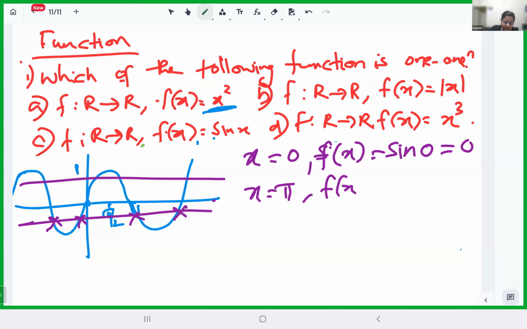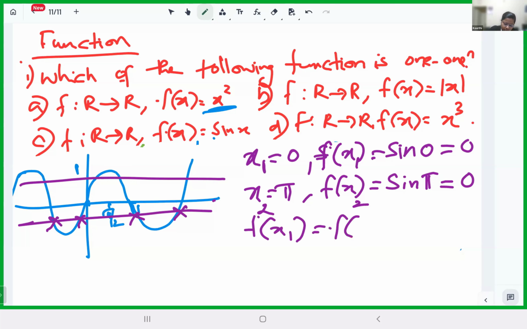f of x is equal to nothing but sin pi. Sin pi is also 0. Here you can say that let this be x1 and this be x2. So we have taken different x1 and x2: x1 is 0 and x2 is pi, but we got the same f of x1 equal to f of x2, that is equal to 0.